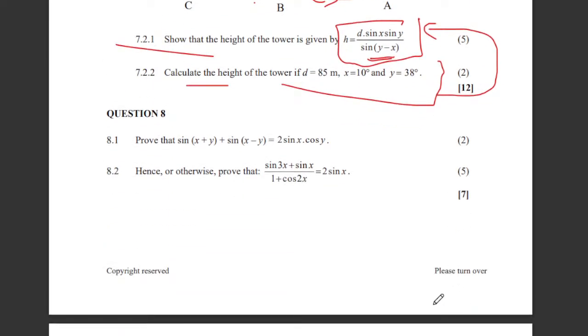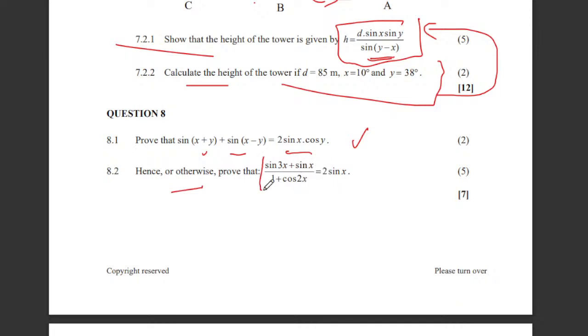Then 8.2, trig never disappoints, né? There we go, compound angles. That and that, we need to prove that it is that. So just open those brackets using the compound formulas from the formula page. If you have the sine of x plus y and the sine of x minus y, how do we open that up? Collect the like terms, then you're good to go. Then hence or otherwise, so either you use what you obtained up there to draw the conclusion on this side and do the proof.